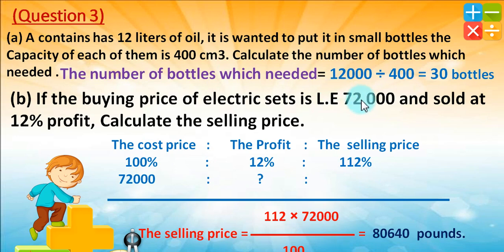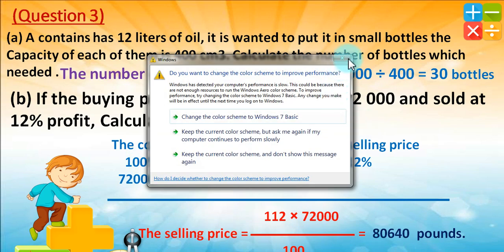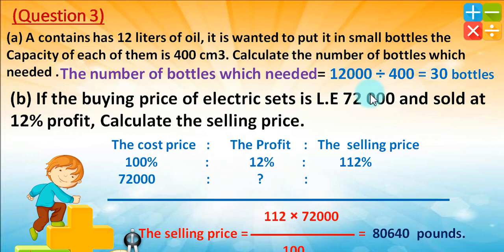Writing 72,000 here, and we want to know the selling price. We multiply 112 by 72,000 and divide by 100. So the selling price is 80,640 pounds.